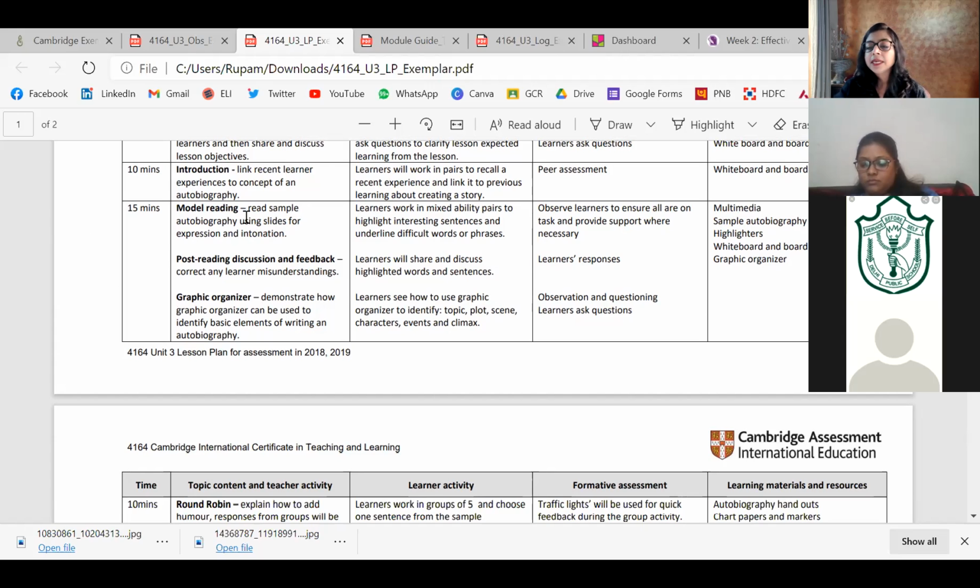Model reading, which means that there is one person probably in the class who has been chosen, and then this model reading is going on. And then learners work in mixed ability pairs to highlight interesting sentences and underline difficult words or phrases. So there is model reading which is going on, and there are children who are working in mixed ability pairs. And while the model reading is going on, they are highlighting these sentences.